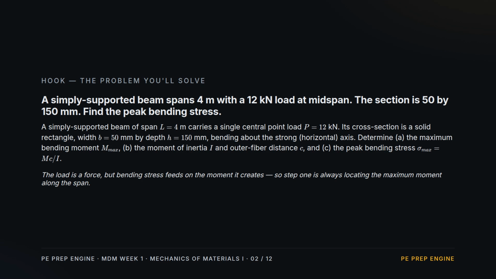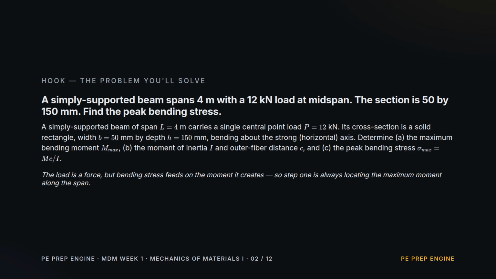Here's the problem. A simply supported beam spanning 4 meters carries a 12 kilonewton load right at midspan. The cross-section is a rectangle, 50 wide by 150 deep, bending about its strong axis. Find the maximum moment, the section's moment of inertia, the outer fiber distance, and the peak bending stress.